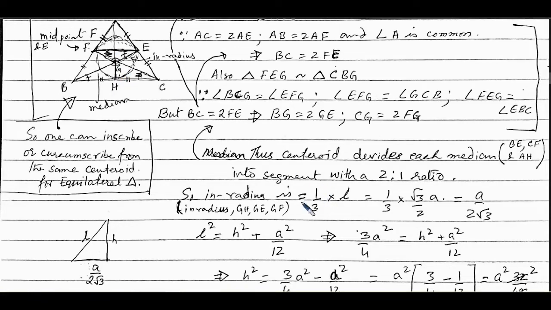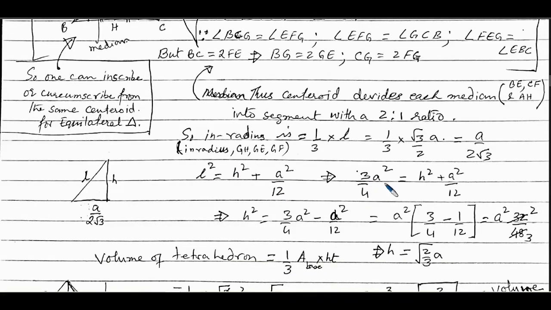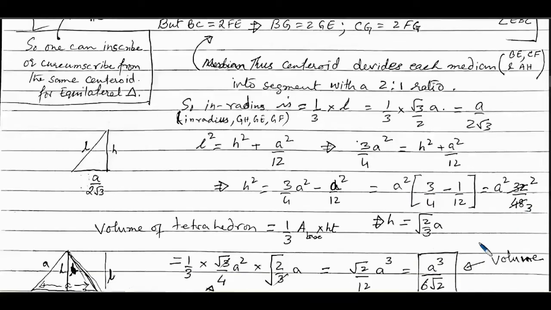So the inradius will be 1/3 of the L. So this is L, and this is 1/3 because this is twice. So now we have found L. We know A. So we can find h now. This is known. So here what I have written, 3 by 4 times a square is equal to h square plus this. So similarly h square is this. I bring this a square by 12 to the left hand side, it becomes minus. So a square is common. If I do some little algebra, I will get h as square root of 2 by 3 times a. Okay, so I now have got h also.